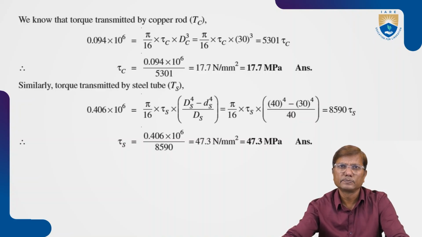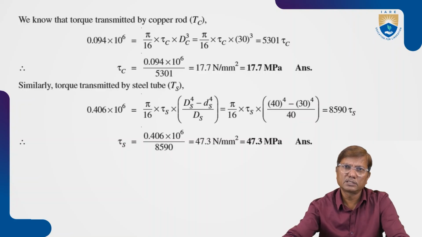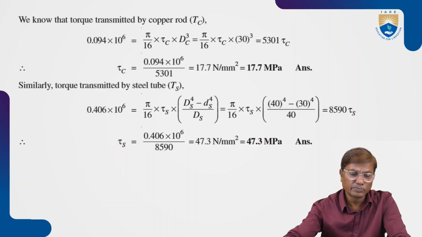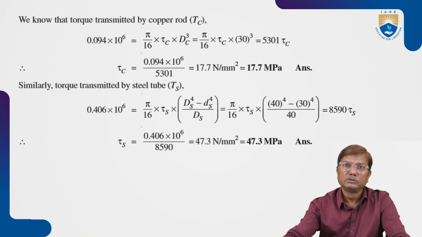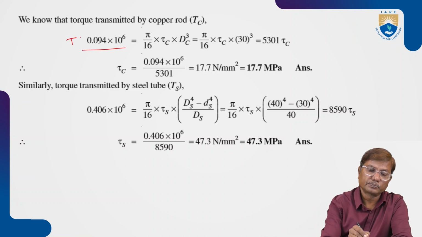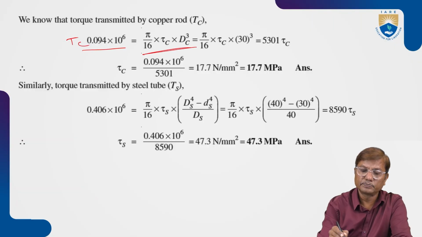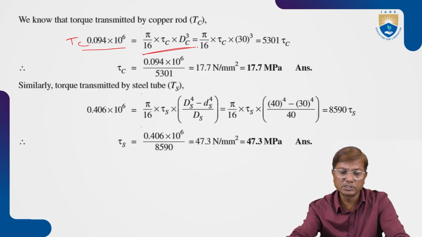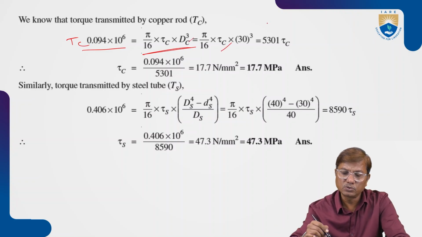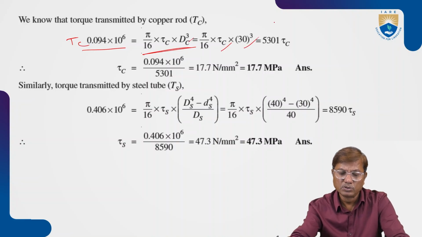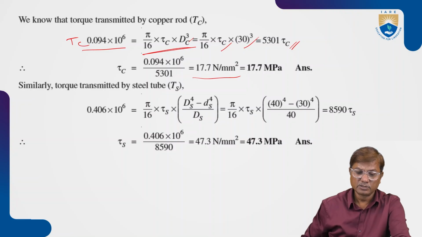Now we will find the shear stress in copper rod as well as steel tube. Knowing torque equal to pi by 16 tau c into dc cube. Tau c we need to find. DC is known, 30 mm. So substituting these values, you will get tau c as 17.7 Newton per mm square, that is megapascal.